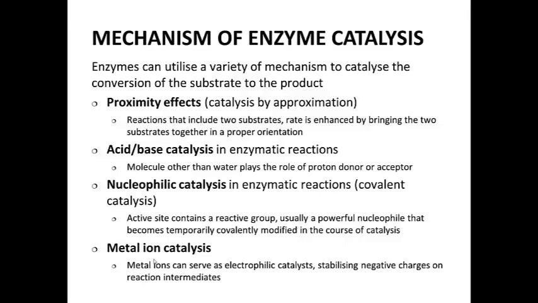And then some of the cofactors we were mentioning before are metal ions. Most of the enzymes contain metal ions as cofactors, and therefore we have a huge impact of metal ion catalysis in enzyme catalysis. And these metal ions can serve as electrophilic catalysts. They can stabilize negative charges on reaction intermediates. So they are very useful for the enzyme catalyzed reaction.